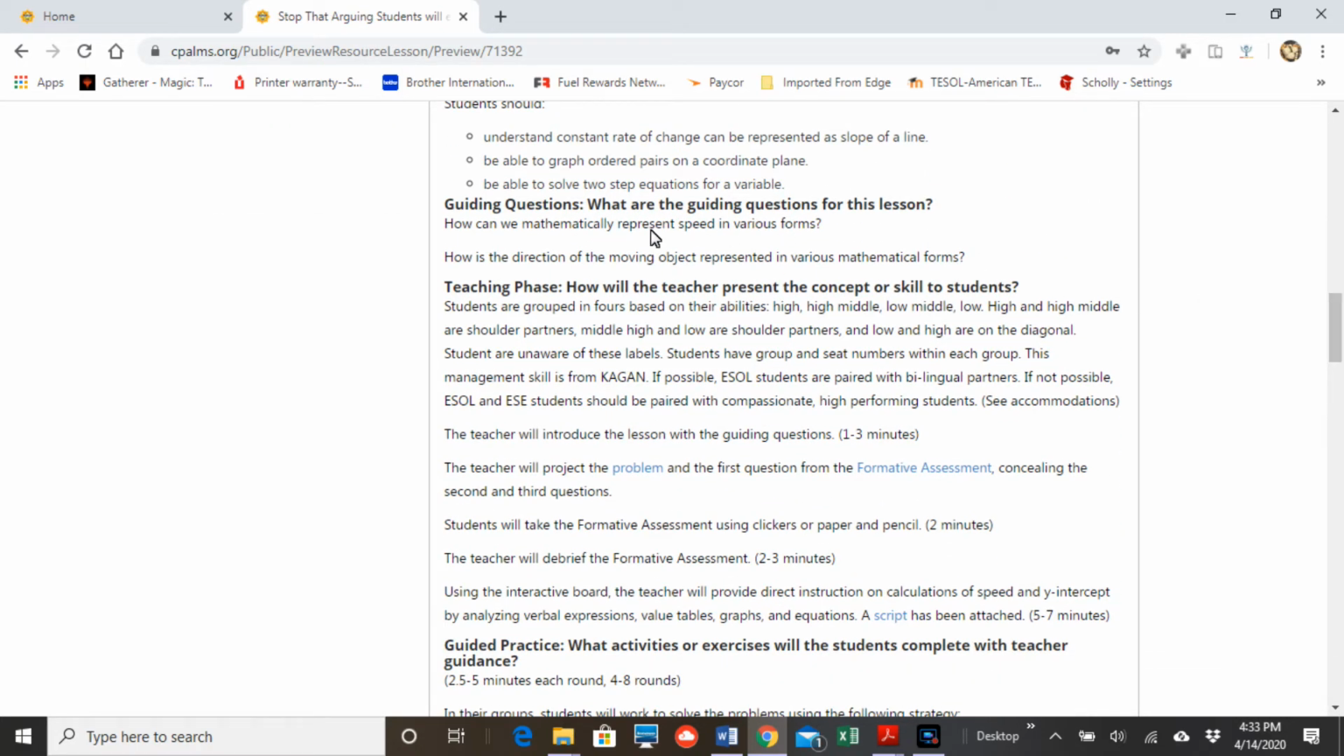The guiding questions. So how can we mathematically represent speed in various forms? So here we know that we're going to be looking at movement. So you have an x, y value that you're going to have to be dealing with. X is your domain. So if it's been a while since school, if you see the word domain in anything, that means your x value.